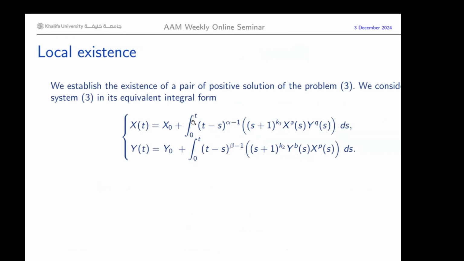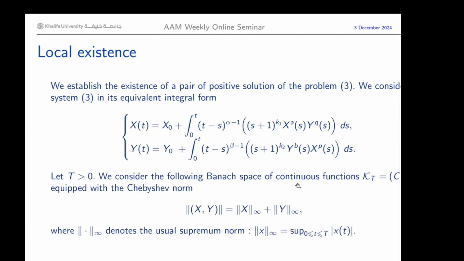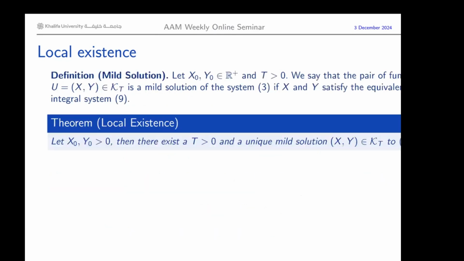So the first step we need to do is that we convert our differential system into the system of integral equations of Volterra type. And then we consider the Banach space of continuous functions, since we're looking for continuous positive growing solutions. And by the Banach fixed point theorem, we will arrive at our local existence, meaning that there exists a time t such that our solution exists. Now this t is the t of the Banach fixed point theorem.